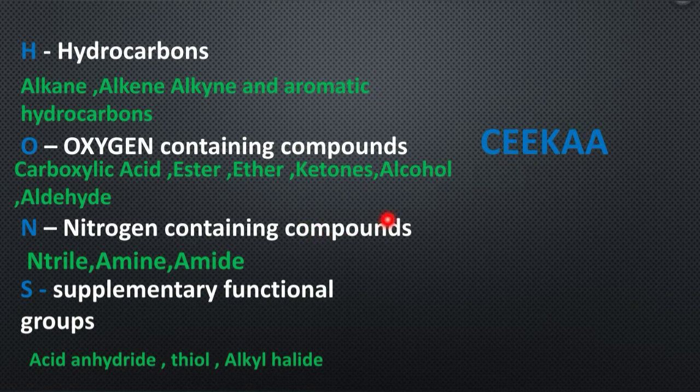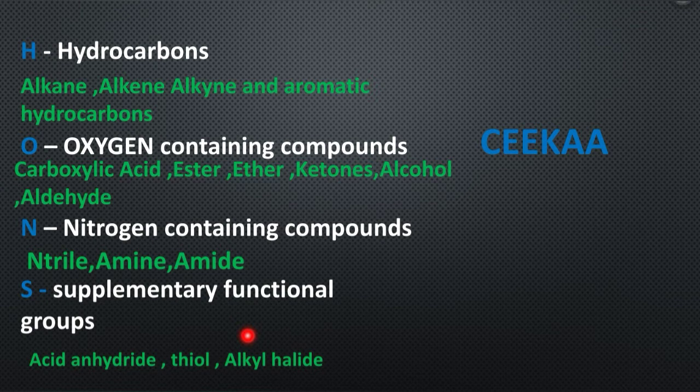For the next group, the nitrogen containing compounds, obviously they have nitrogen in the compound. So we have the nitrile, the amine, and the amide. And the final group, the supplementary functional groups, we have acid anhydride, thiol, and alkyl halide. That is all haloalkanes.